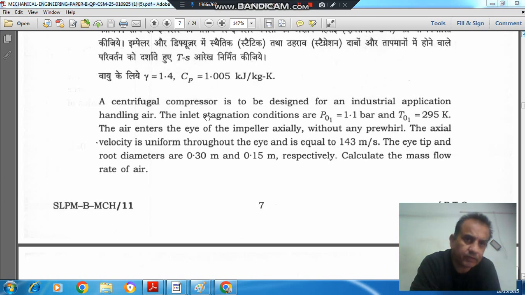Hello, welcome again. We are covering the topic centrifugal compressor for civil services main IFS and Gate Aerospace exam. Now we will solve one question based on this topic from IAS 2025.